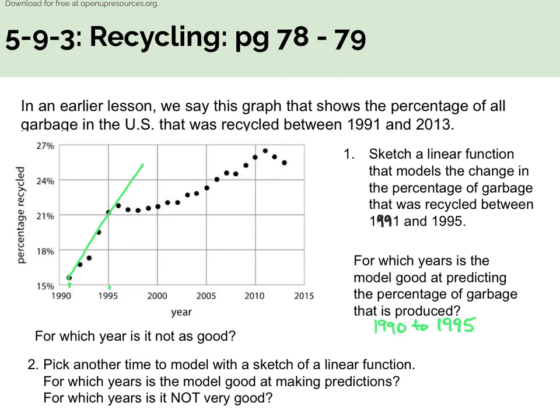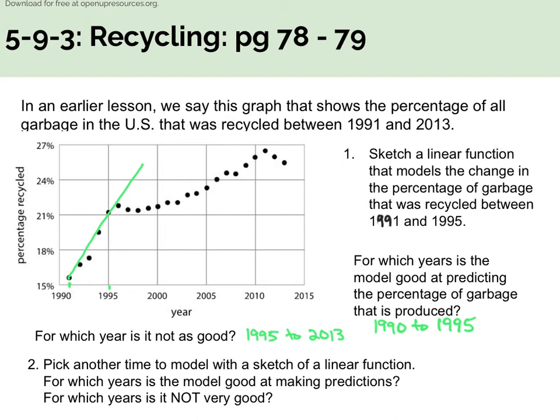Does it actually show what's going on? Great. But what happens after 1995? Well, our model kind of goes everywhere. So does this green line, is it good for the rest of the model? It is not. So for what years is it not good? Well, it's going to be like 1995, 1996 to 2013. This is where our line function does not predict what's going on.